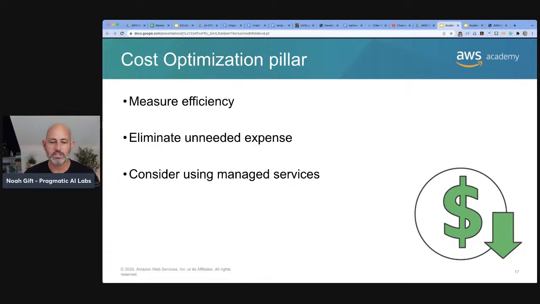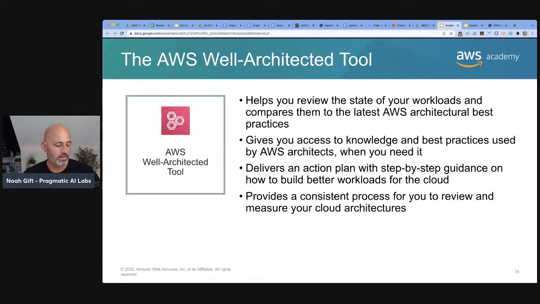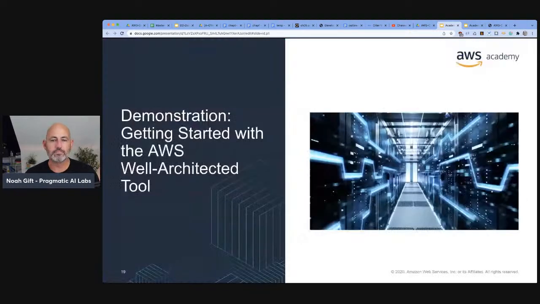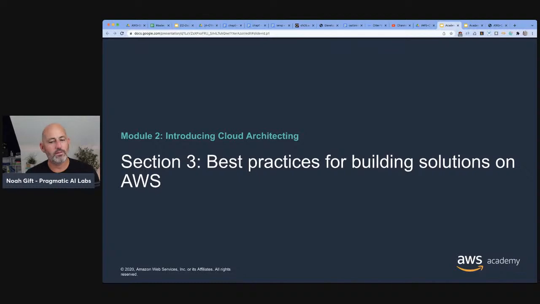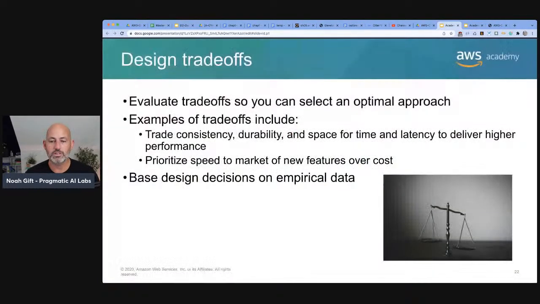And so cost optimization is one of those. And in AWS, they have this Well-Architected Tool, and this helps you review the state of your workload and compare it to the latest AWS best practices, gives you access to knowledge and best practices by AWS architects, and also helps you deliver an action plan with step-by-step guidance on how to build better workloads for the cloud. All right, so in a nutshell, the Well-Architected Framework is a foundational component of learning AWS, and it really is a good practice. So let's go into the best practices for building solutions on AWS.